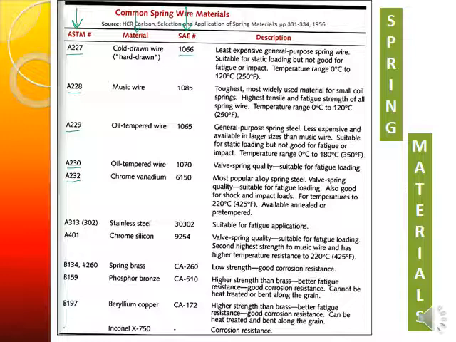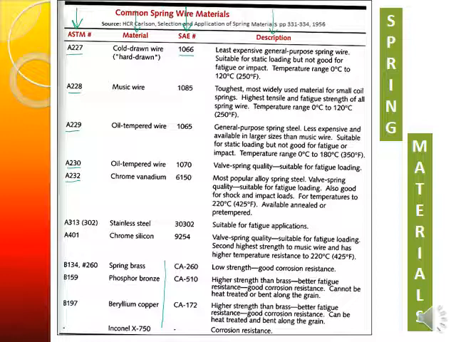And you can see at the end here, these are non-ferrous materials: spring brass, phosphor bronze, beryllium copper, chrome. Now, if we go into the last column over here, which is the description, that's very important to select a wire to make a spring.